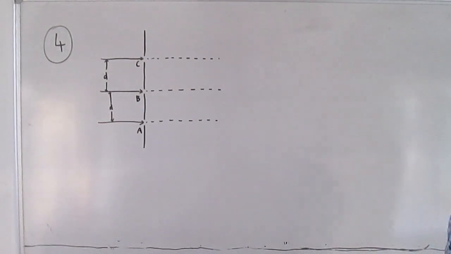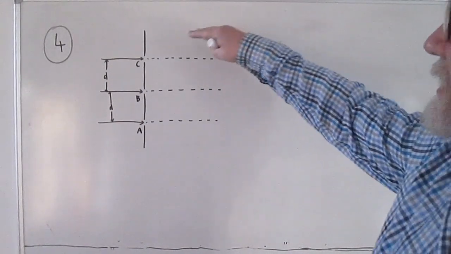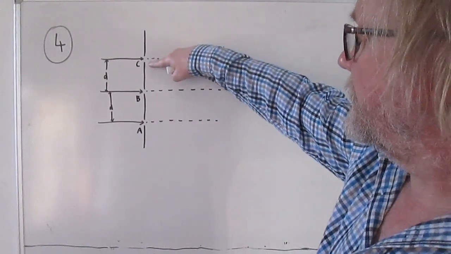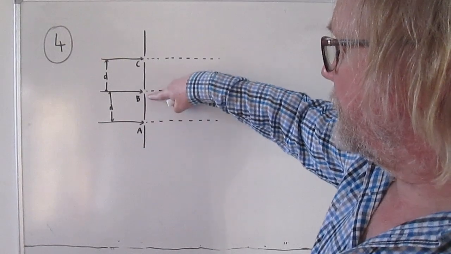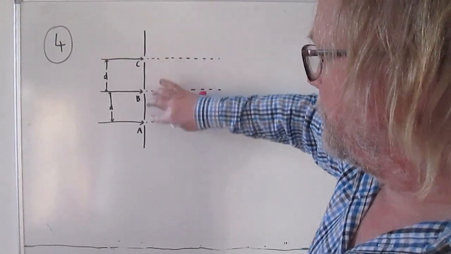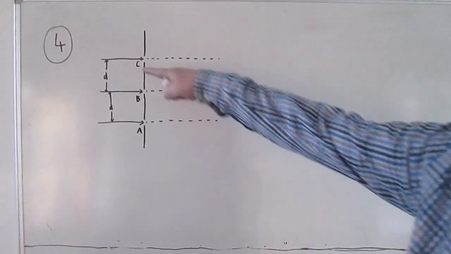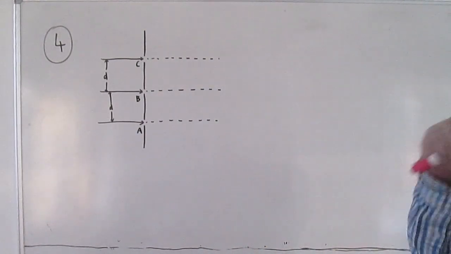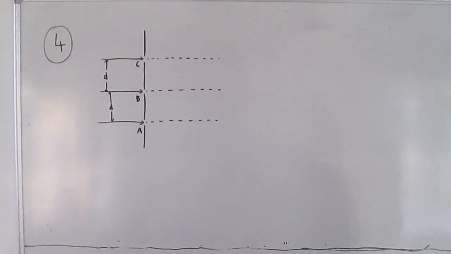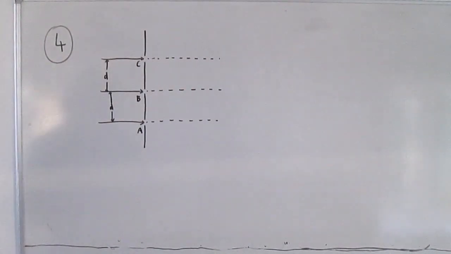Question 4 gets you to think in a bit more detail about what happens with a diffraction grating. So here's your setup as they've drawn it there. You've got a series of these, in effect parallel slits, very closely spaced on the diffraction grating with the spacing D.